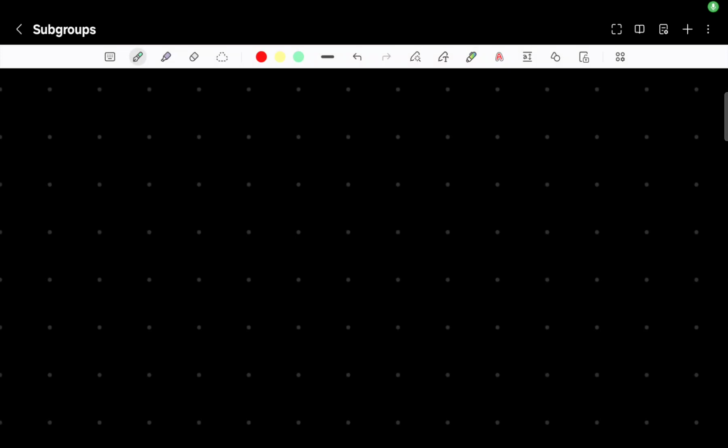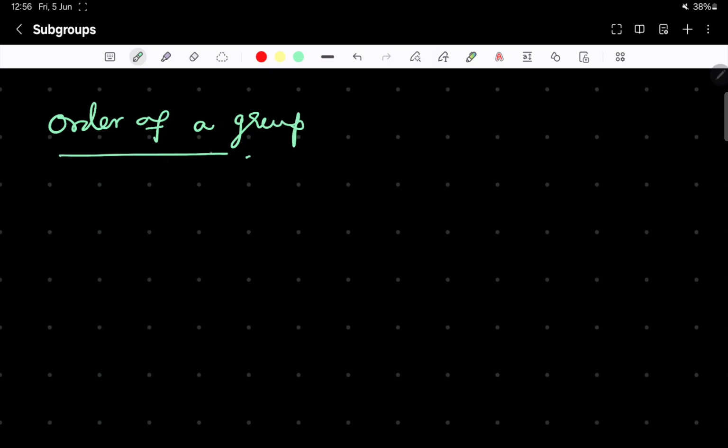Move to another concept, which is subgroups. Before that, we need to define some more terminologies. So the first one is the order of a group, call it group G. This is nothing but the number of elements in a group, right?